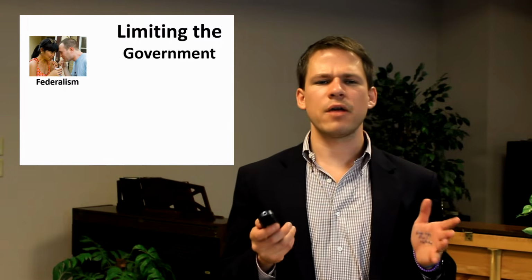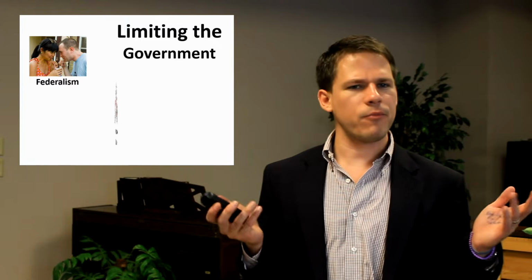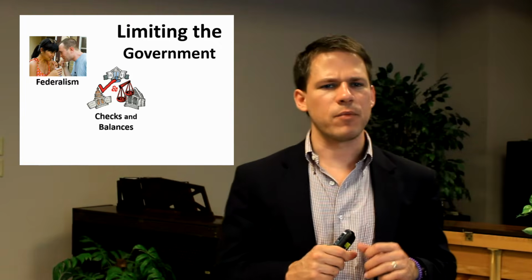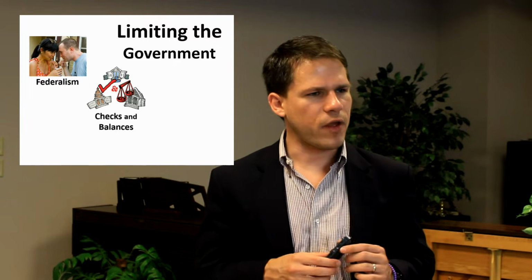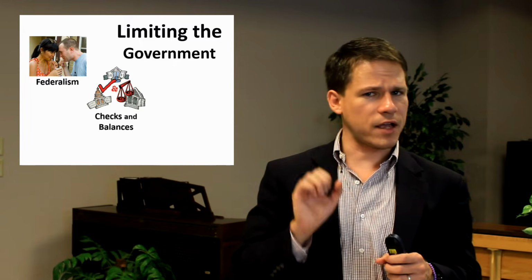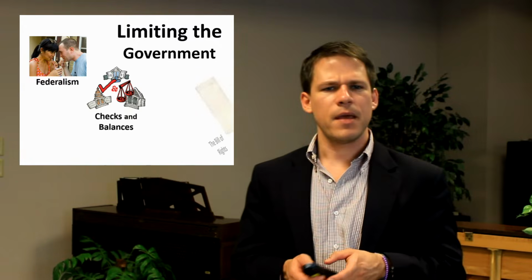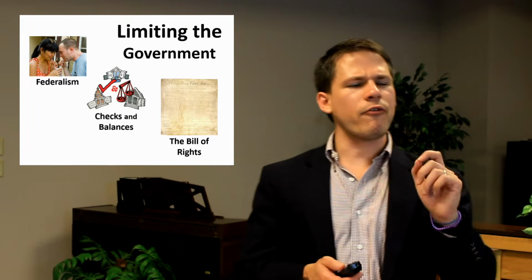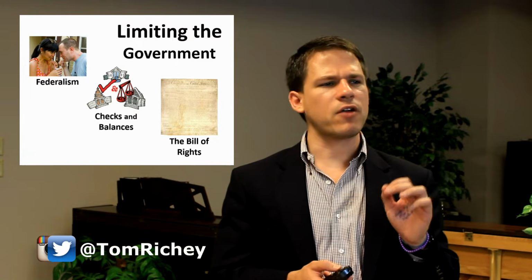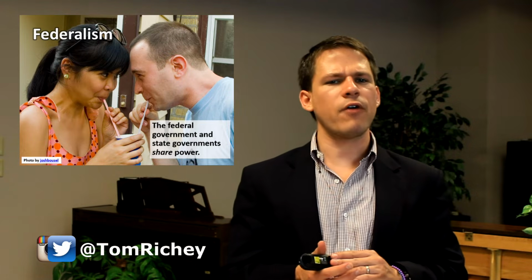And the Constitution limits the government in three ways. First of all, through federalism, where we have multiple layers of government. We have two levels of government, federal government and state governments. Then checks and balances and separation of powers. We've got the legislative, the executive, and the judicial branch, so three branches of government. And then we have the Bill of Rights. So these are the three mechanisms by which the power of the federal government, of the central authority, is limited by the Constitution.